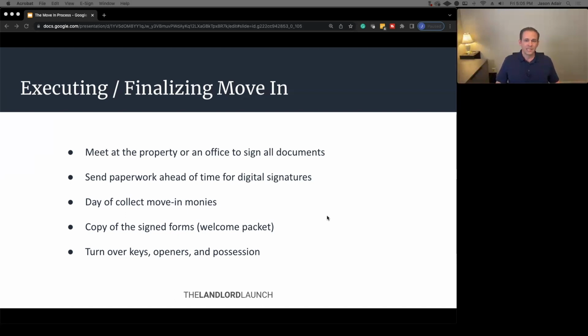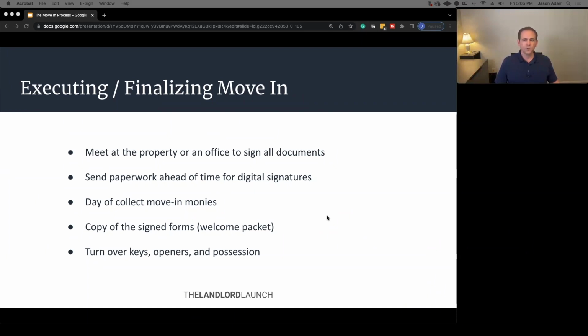Another way I like to do is I like to send the paperwork ahead of time, a week in advance. Say, hey, listen, here's all the paperwork, review everything, let me know what questions you have. If you don't have any questions, send me a signature. We will meet up on this date. We'll get money. I'll turn over the keys. You're good to go. Of course, have your move-in inspection ready. Deliver the move-in inspection as well as part of everything else.